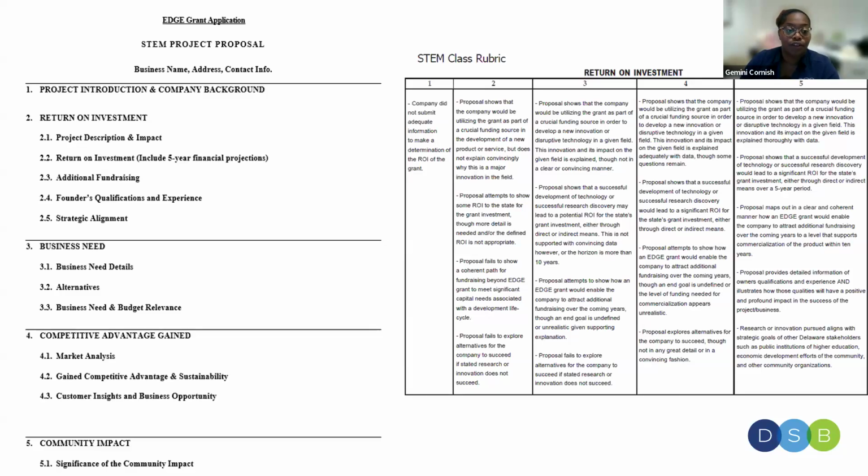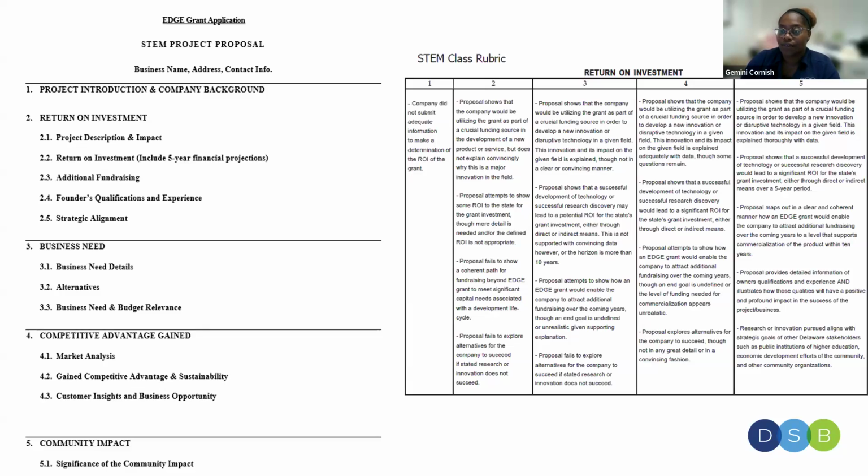2.2, return on investment, including the 5-year financial projections. This states that the proposal shows that a successful development of technology or successful research discovery will lead to a significant ROI for the state's grant investment, either directly or through indirect means over a 5-year period. 2.3, additional fundraising. That states that the proposal maps out in a clear and coherent manner how an EDGE grant would enable the company to attract additional fundraising over the coming years to support commercialization of the product within 10 years.